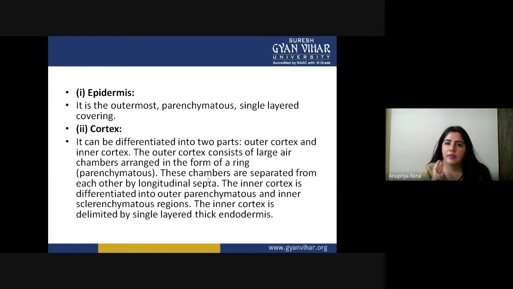The inner cortex is divided into two layers: first the parenchymatous zone, and then the inner layer, which is sclerenchymatous and gives mechanical support. In this way, the inner cortex is delimited by a single-layer-thick endodermis. So the last limiting layer of the cortex is the endodermis.